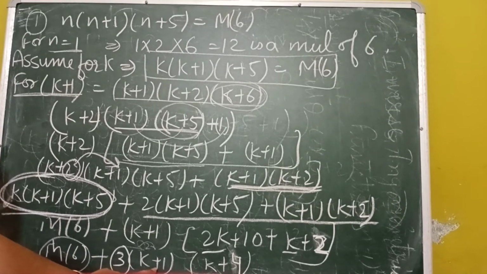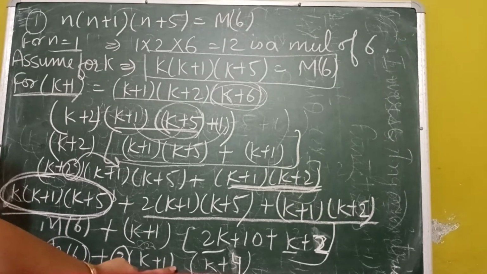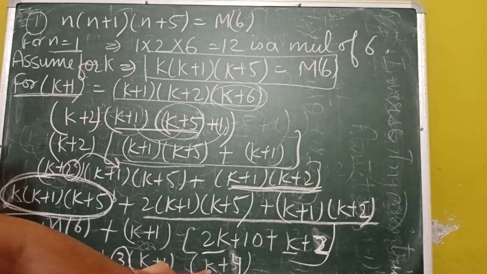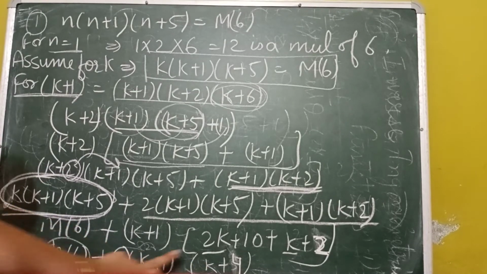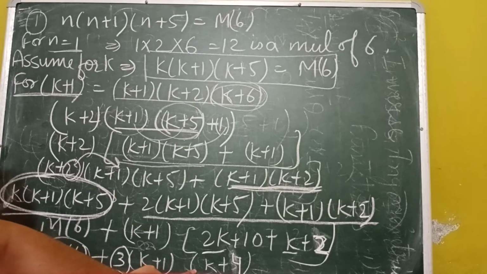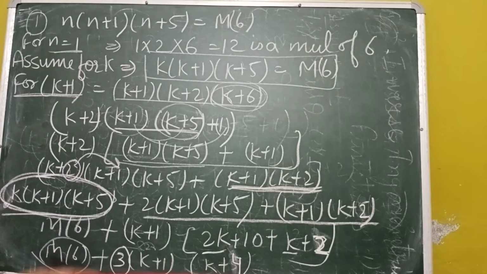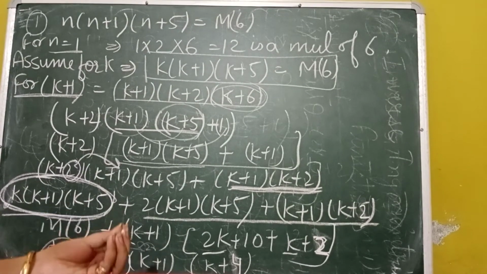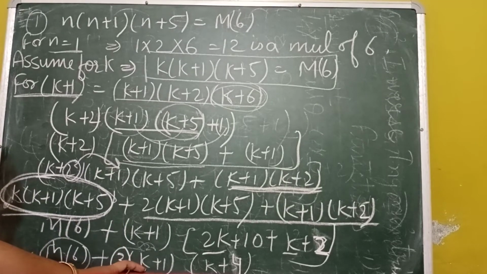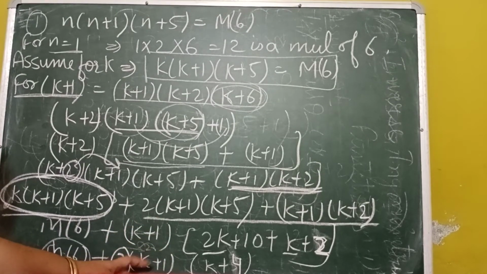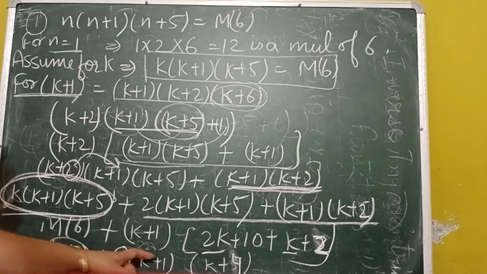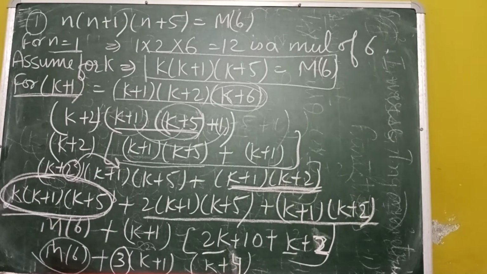So if you take any even number, then together it will be even. So 3 into any even number will be a multiple of 6, because for making it a multiple of 6 we only need 2. If you take any odd number, say you are taking 3, then 3 plus 1 will be 4, so it will also be a multiple of 6. Now I am doing the next question.